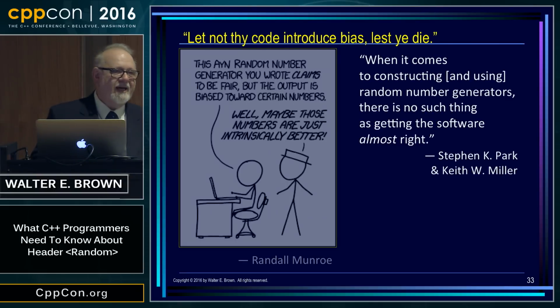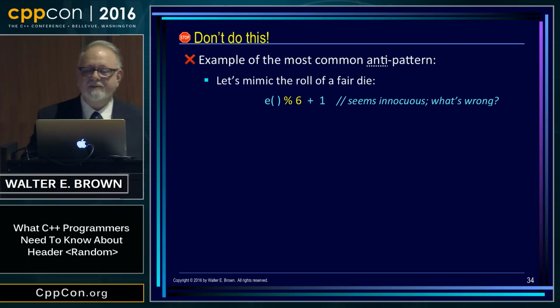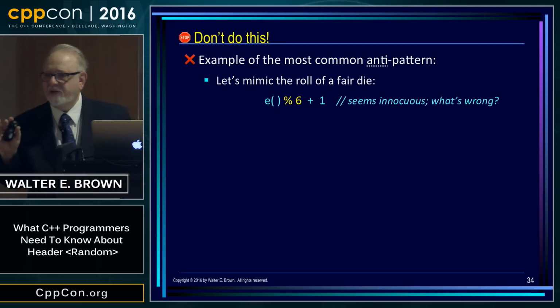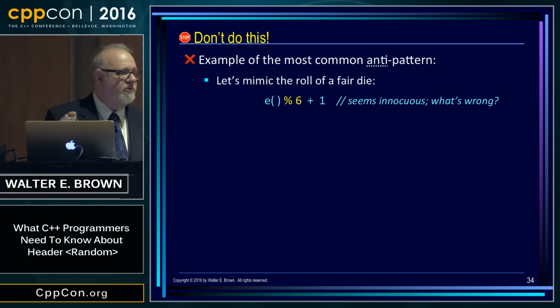There's no such thing as getting the software almost right. Okay? So let's look at the bad code. Don't do this. I'm just going to do it very simply. We're going to mimic the roll of a fair die. Call your engine, whatever number it gives you.